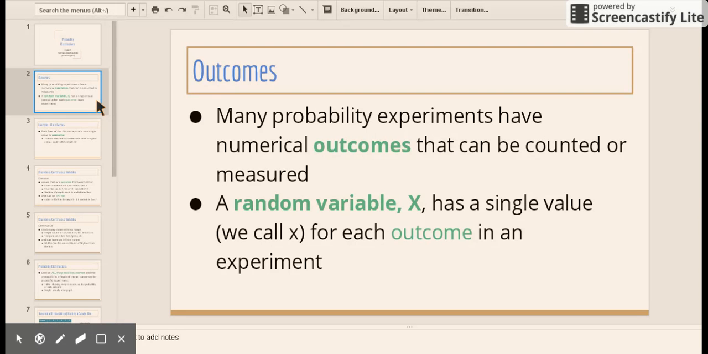An outcome. Many probability experiments have numerical outcomes that can be counted or measured. So these are the things that we are looking for. All right, a random variable. We use a capital X to define the random variable. It has a single value that we call a lowercase x for every outcome in an experiment.